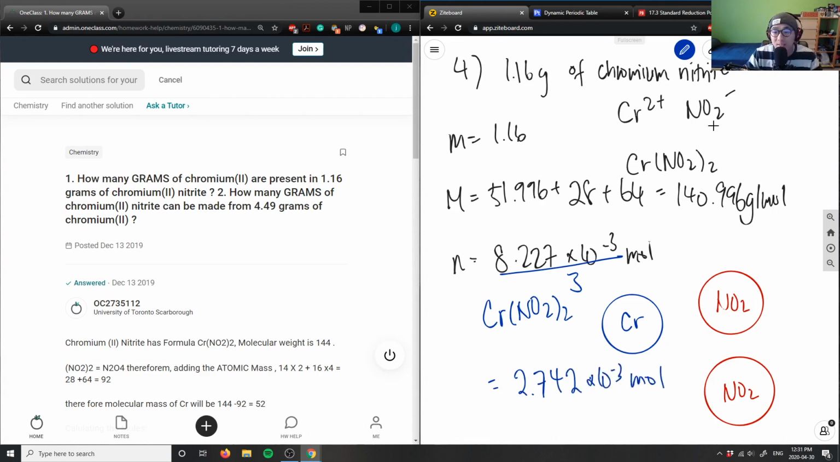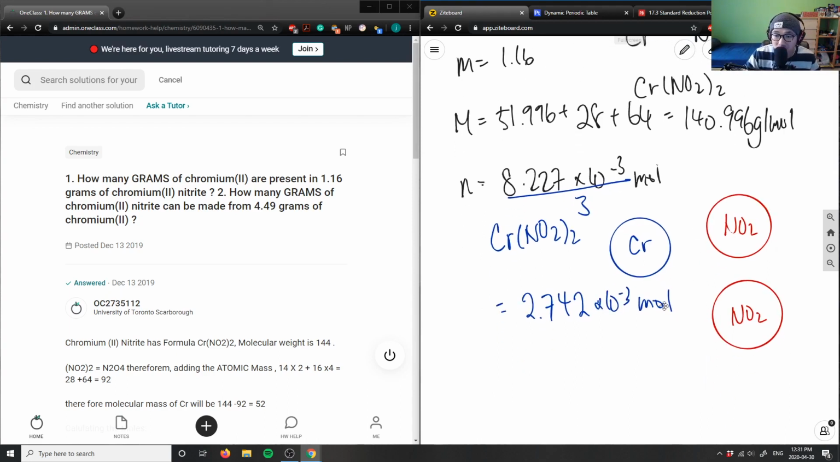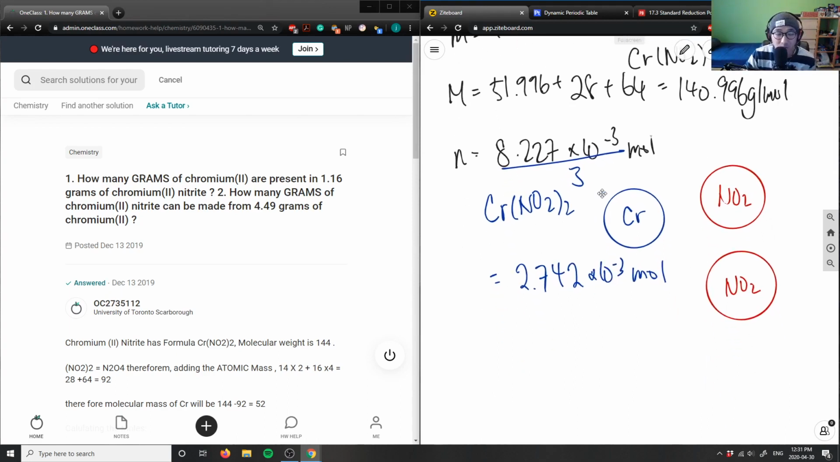And what I could do with this is convert this back into my mass here. If I want to convert back to mass, I simply use moles equals mass over molar mass. So I multiply this by the molar mass of chromium, which is 51.996 grams per mole, to give me the grams of chromium here.